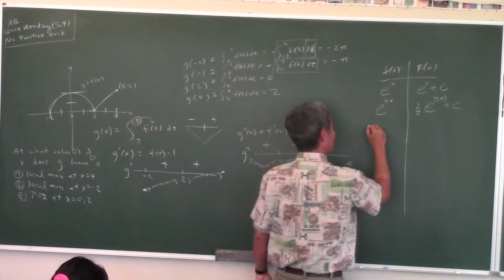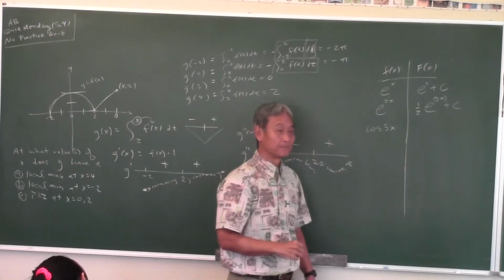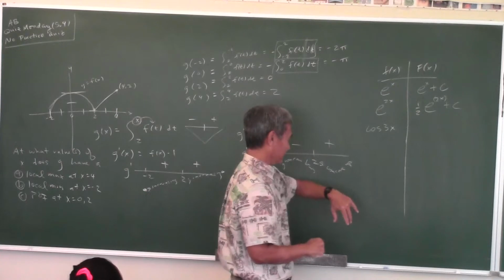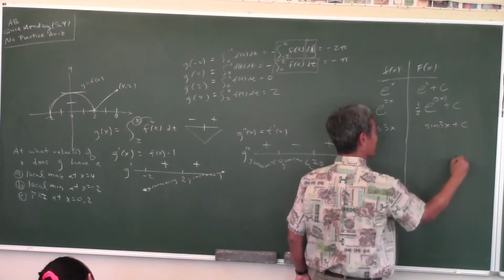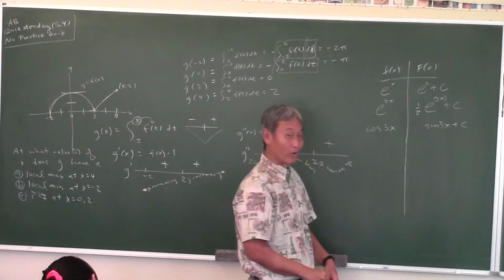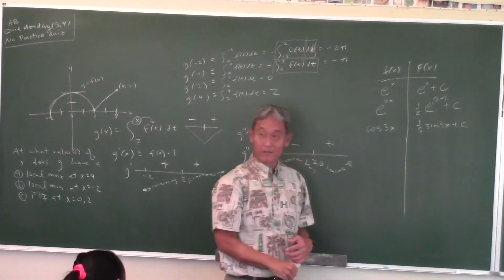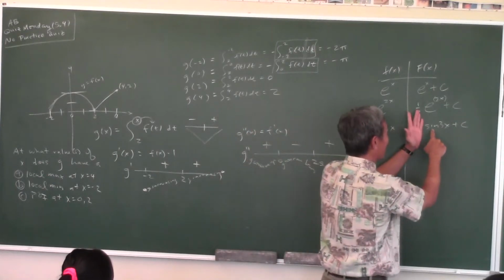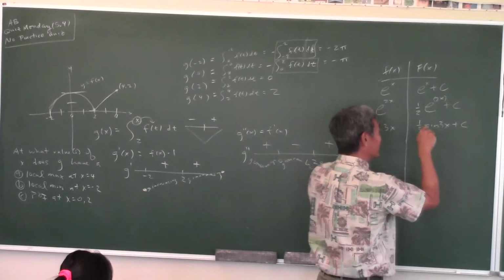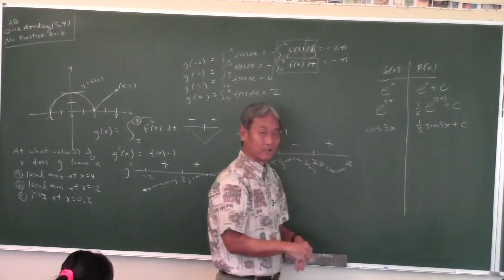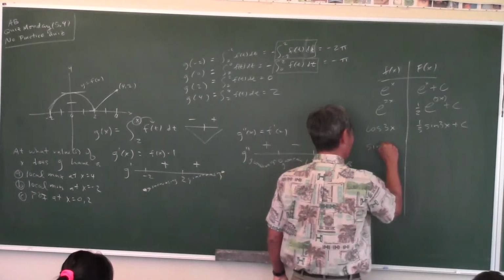Okay, next, cosine 3x. Angelo. Should be sine of 3x plus c? No, because I left the space in front. Oh yeah, 1/3. There you go. Does everybody see why you have to have a 1/3 there? Because the derivative of sine 3x is cosine 3x times 3. You need that 1/3 to cancel out the 3. Everybody's following? Okay.